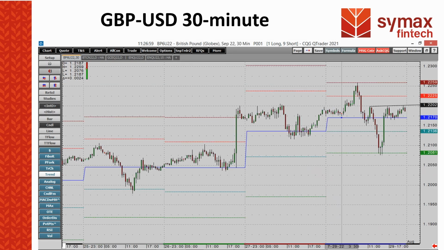So here's the 30-minute. It had a good move on Friday, actually, the pound against the dollar. Because look at that. Early on, it started around the pivot. It rallied all the way up to R2, rejected there, then came all the way down to test S2, which is great. Some amazing opportunities there, and then settled just above the pivot.